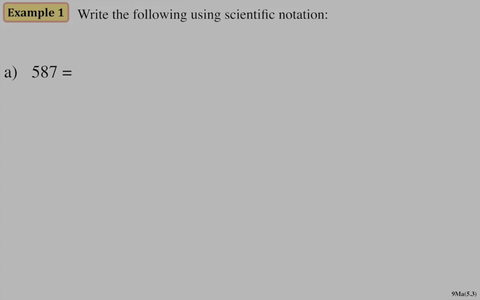Okay, let's try it. Now remember I said to write a number using scientific notation, and we're just using a pretty small number here, 587, which fits on the calculator screen, but we're learning the process. The first thing you have to do is put a decimal point after the first number that's not 0. So the first number that's not 0 is 5, so we have to put a decimal point in between the 5 and the 8.